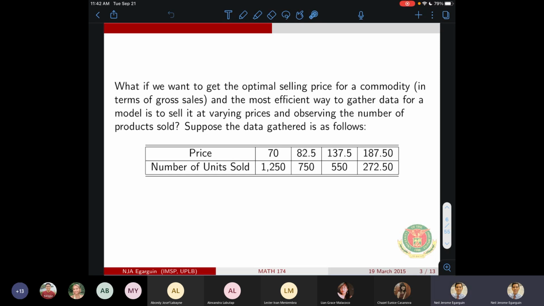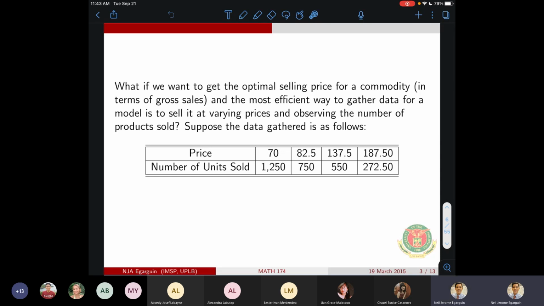So for the first part of Math 174, we'll try to develop some ways in order to get a polynomial or a function that will represent the discrete set of data. So yun yung goal natin. Meron tayong discrete data. So we'll try to use numerical analysis tools in order to build up a nicely behaved function that will represent this data. And once we have that function, we'll be able to apply those things that we learned from calculus.